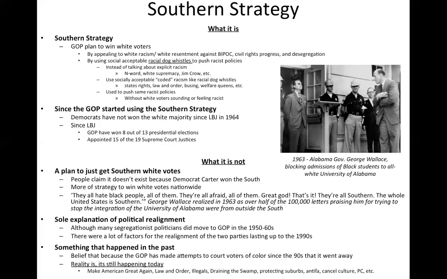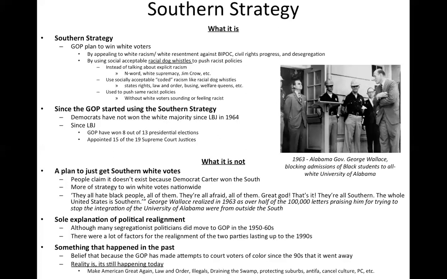The Republican Party has won 8 out of 13 presidential elections since 1964. We're in the middle of this horrific Supreme Court justice battle, but if we look back, the Republican Party has appointed 15 out of 19 Supreme Court justices since LBJ. Even though in the 60s we think about the civil rights gains and cultural gains, and there were a lot of great victories, politically speaking, conservatives and the political right have dominated our government, from the presidential level to the state level.